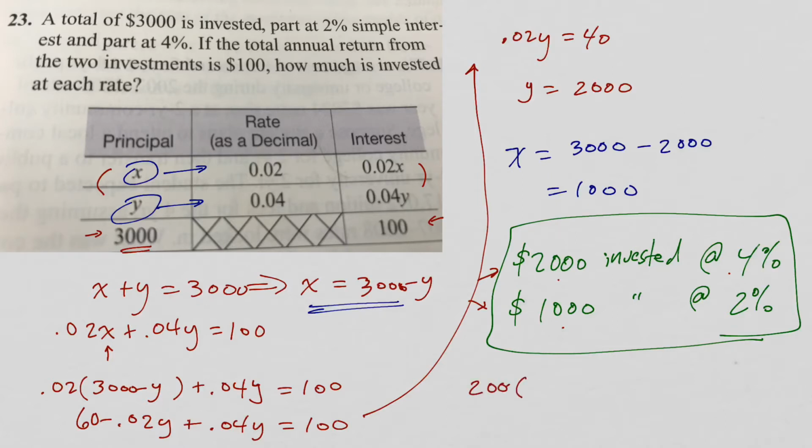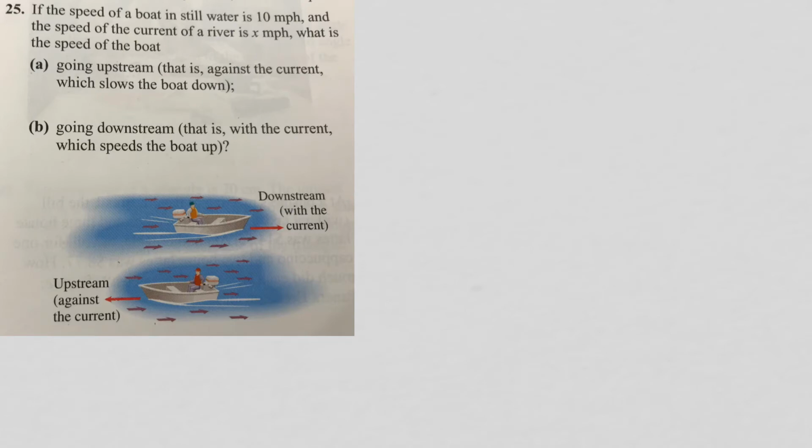2,000 times 0.04 is $80 in interest. 1,000 at 2% is $20. So this adds up to your total $100 in interest, which is what you know you should have. All right, number 25. The speed of the boat in still water is 10 miles per hour, and the current is X miles per hour. So when you're going upstream against the current, you should be going at 10 minus X. For part B, when you're going downstream, you should take the speed of the boat and add the current, so it'd be 10 plus X.